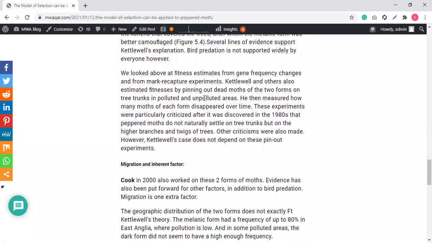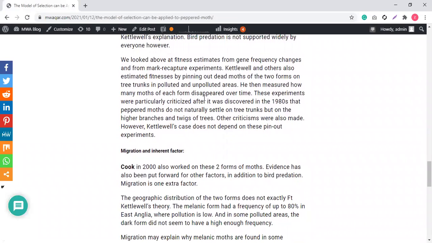We looked above at the fitness estimation from gene frequency changes and from our mark-recapture experiment. Kettlewell and others also estimated fitness. Fitness basically means natural selection. The fitness of one particular type, and who controls the fitness? Ultimately, natural selection. By pinning out dead moths of the two forms on the tree trunks in polluted and unpolluted areas, he then measured how many moths of each disappeared over time. These experiments were particularly criticized after it was discovered in the 1980s that peppered moths do not naturally settle on the tree trunks but on the higher branches and the twigs of the trees.